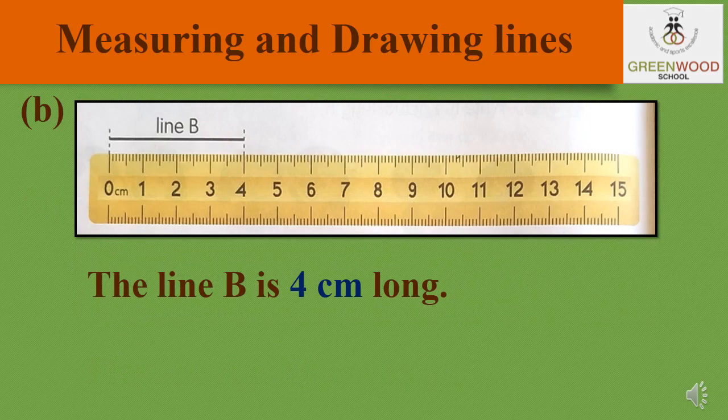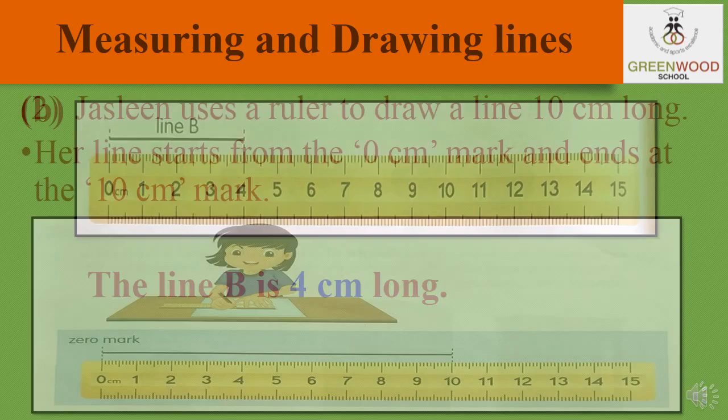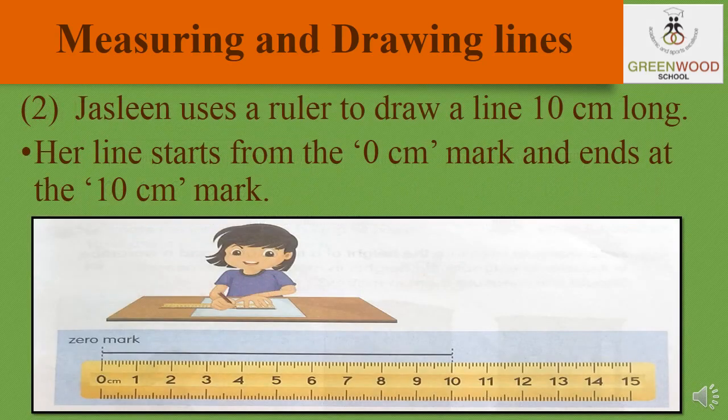Now let's see another line. Line B. Again the thumb rule. First we will always start with the 0 marking, and the line B ends at number 4. So I can say that the line B is 4 centimeter long. Now let's see how to draw a line.